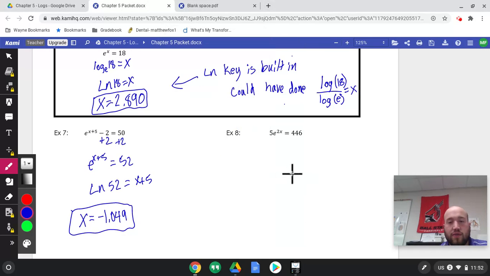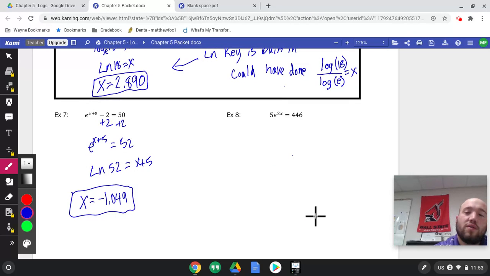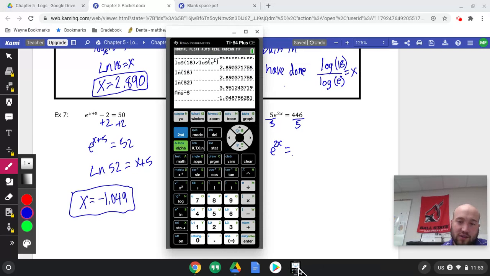All right, so our final one. Before we solve this, we need to divide both sides by 5. We need to get that e by itself. So now I'm going to have e to the 2x equals, now if you want, you could leave that as 446 over 5. That's fine. But I think it's easier just to do 446 divided by 5, and we get 89.2, so I'm going to choose to write that.